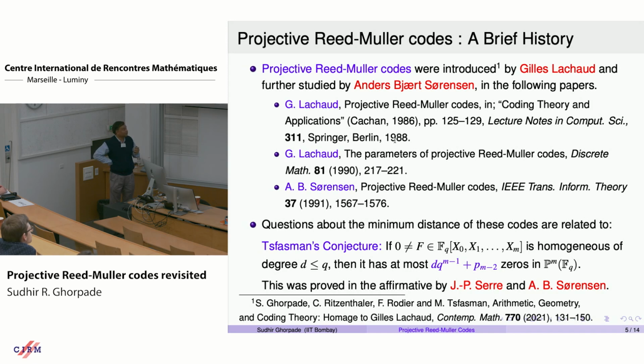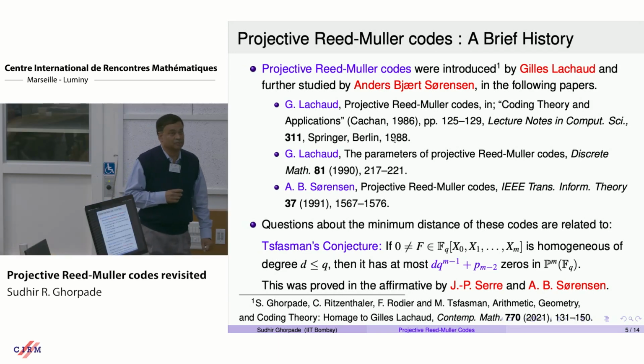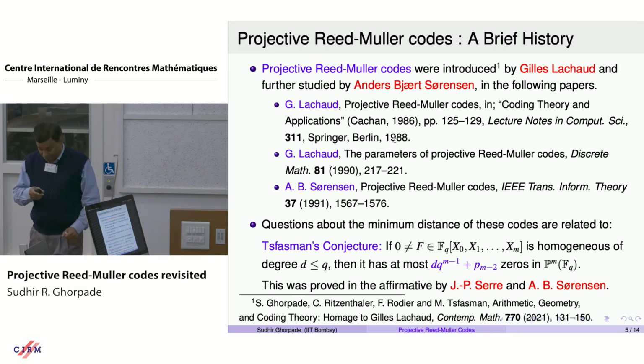I have not defined p_{m-2}. This was a conjecture of Tsfasman, and it was also proposed in 1989 in a conference at this venue. Jean-Pierre Serre was in the audience, and I think on the train ride back from Marseille to Paris, he just worked out a proof and wrote a letter to Misha Tsfasman. Sørensen also worked on it and wrote his version of the proof. If you want to know more about the story, I have written some kind of a tribute to Gilles Lachaud along with François Rodier, who is here, and Christophe Ritzenthaler and Misha Tsfasman, and you can read about it. Okay. So what are projective Reed-Muller codes?